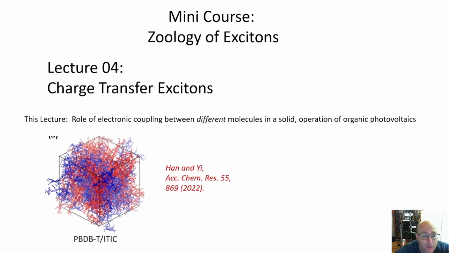So what you're seeing on this slide is a picture of a mixture of two different types of molecular species. It's actually a polymer and a small molecule. And the sort of messy spaghetti-like disordered blend is the key to the operation of this special type of solar cell that takes advantage of this special species of exciton called the charge transfer exciton.